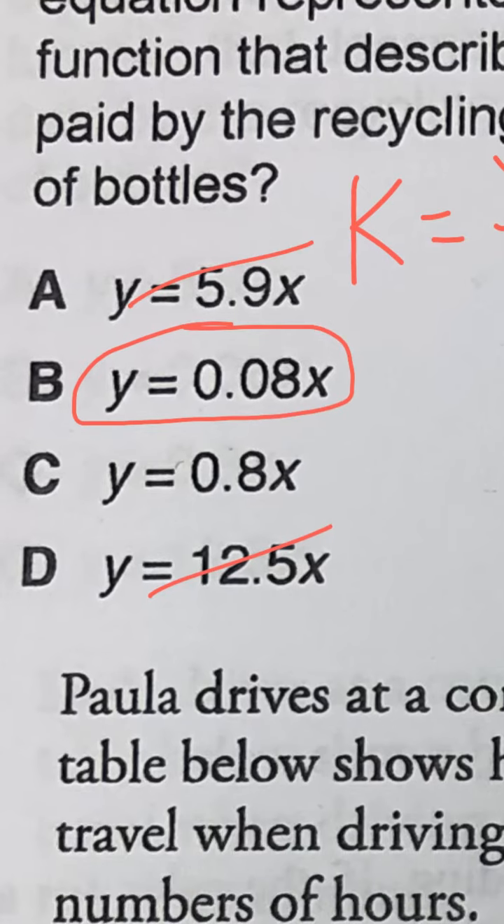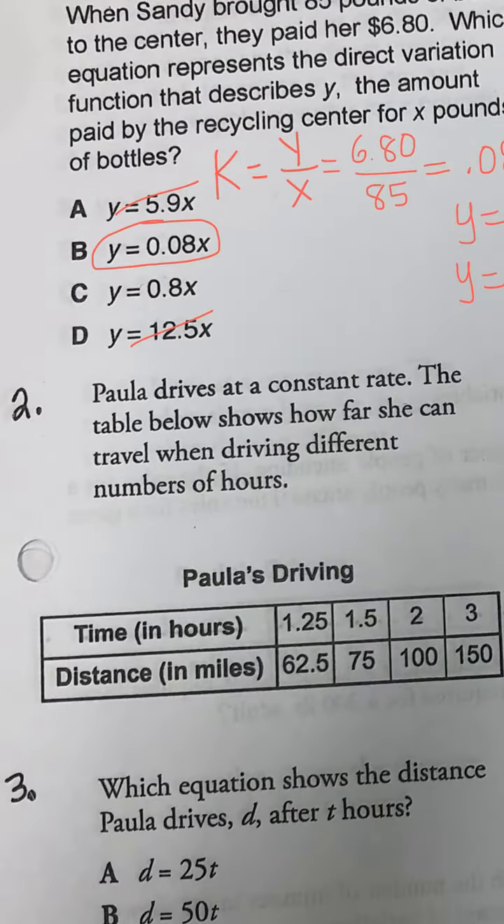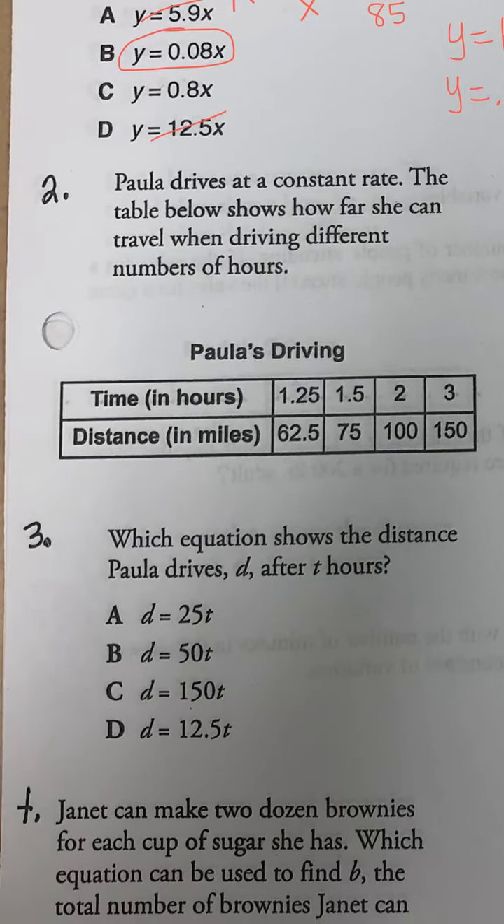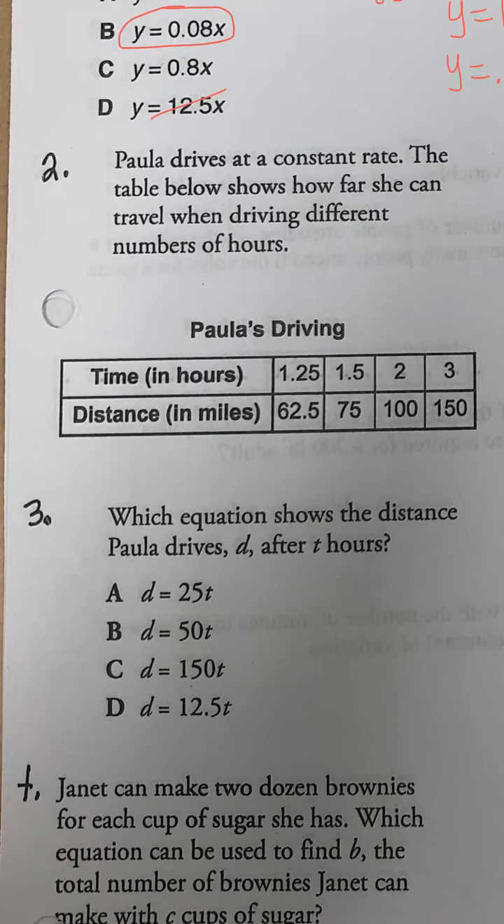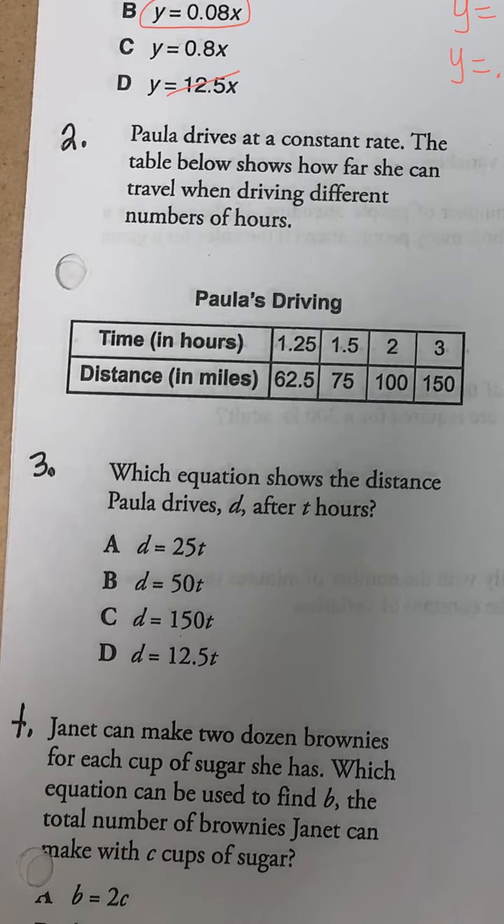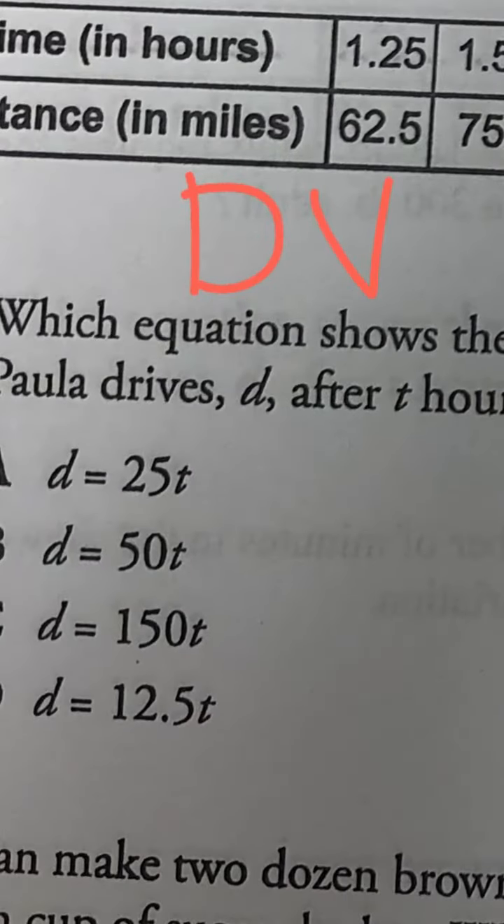Okay, now let's take a look at the next problem. It says, Paula drives at a constant rate. The table below shows how far she can travel when driving different numbers of hours. Which equation shows the distance Paula drives, d, after t hours? Okay, again, you notice that there are no y-intercepts. That's because this is a direct variation. So this is a DV problem. So what are you going to do? You need to find what the k is. Now, remember, the equation should look something like y equals kx.